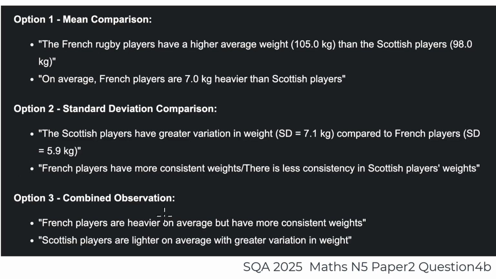And the third option there is just combining these together. French players are heavier on average. We could maybe put the weights in there, the mean weights, the 98 and 105, but have more consistent weights, and then put in the standard deviation numbers. And Scottish players are lighter on average with greater variation in their weights. But I think statements should really be supported by the numbers that you're using to justify these statements.